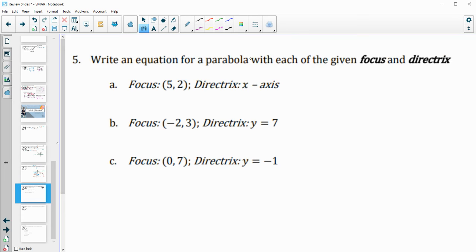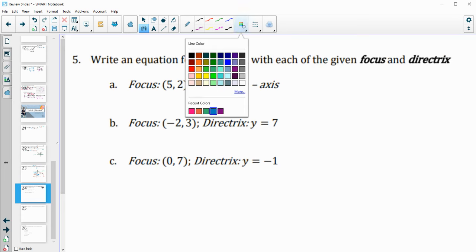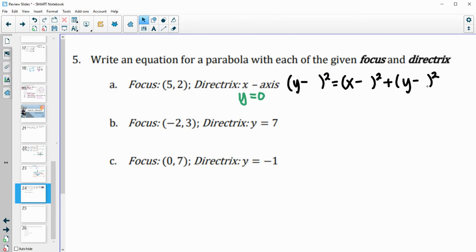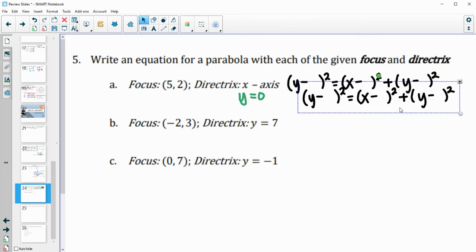Number 5, write the equation for the parabola with each of the given features. So this first one gives us the focus and then says the directrix is the x-axis. Remember, that's saying y equals 0. So we'll do y minus the directrix squared equals x minus the x-coordinate squared plus y minus the y-coordinate squared. And that's going to happen for each of these. So let me just copy this down here.